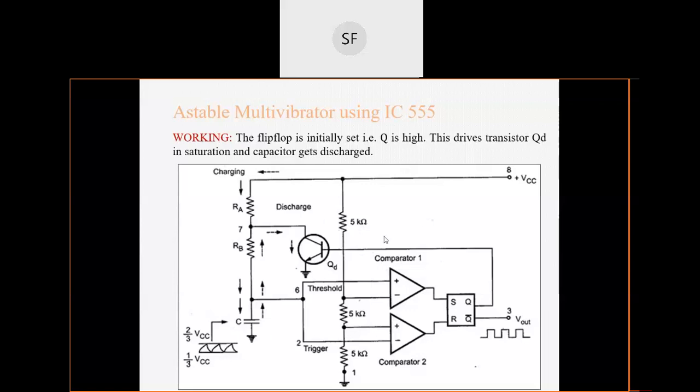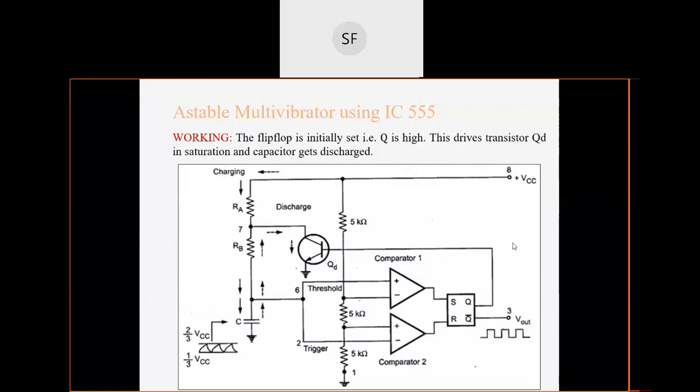All right. So we will now start the working of astable multivibrator using IC555. I got one question. How many times are both circuits executed?